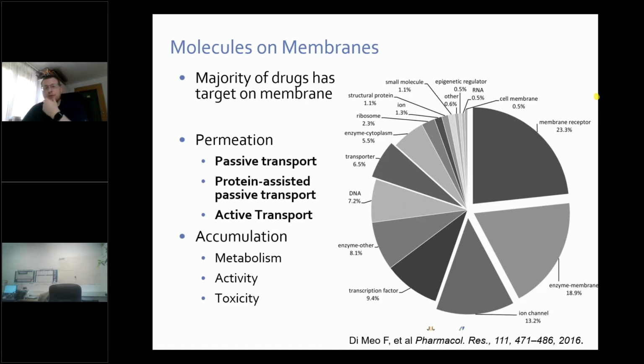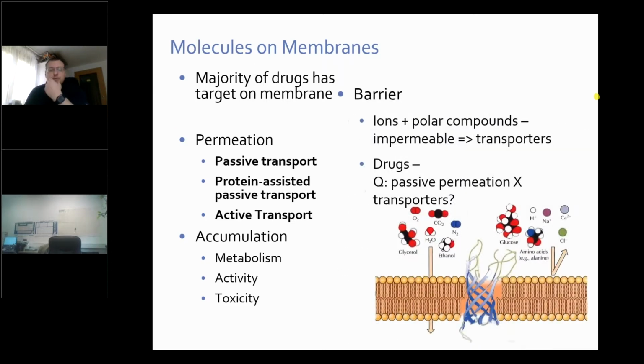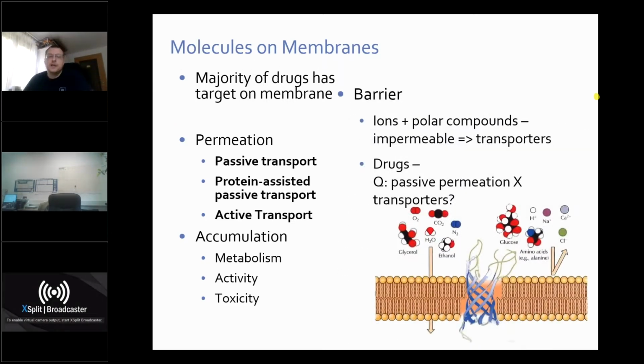And for the permeation, the membrane actually acts as a barrier. So most ions and polar compounds are basically impermeable, and therefore they need some transporters. But the drugs are usually amphipathic, so they can go by themselves by passive permeation, or they sometimes can use some kind of transporter as well.